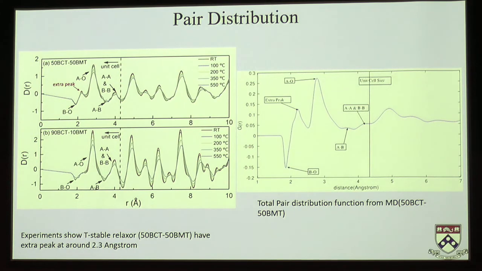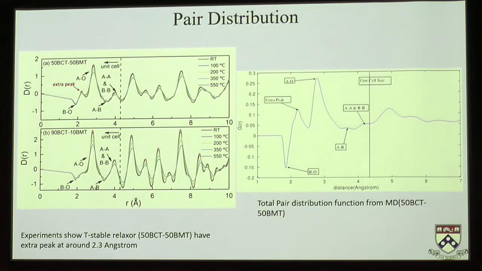So we did a molecular dynamics simulation to see the pair distribution function in this temperature stable relaxor. As you can see here, our molecular dynamics simulation clearly shows there is an extra peak here. And the good agreement between the molecular dynamics and the experiments also indicates that our bond valence molecular dynamics is really accurate for this temperature stable relaxor here.